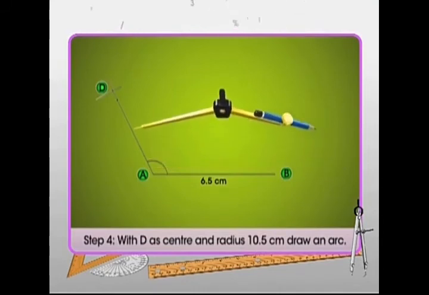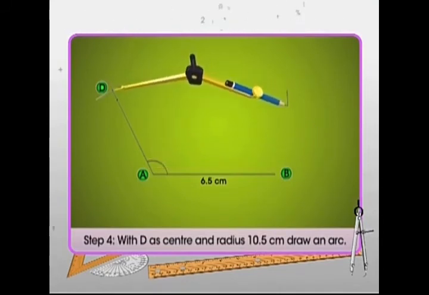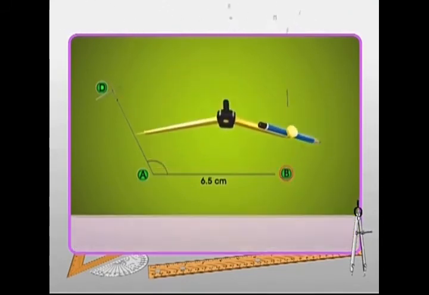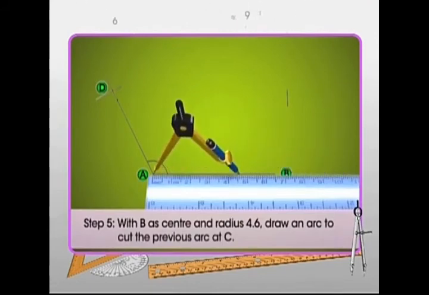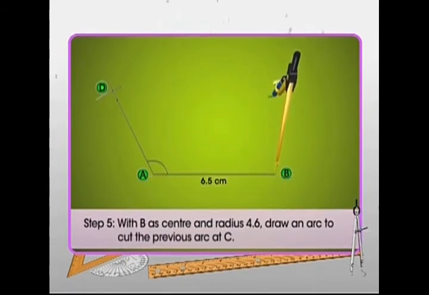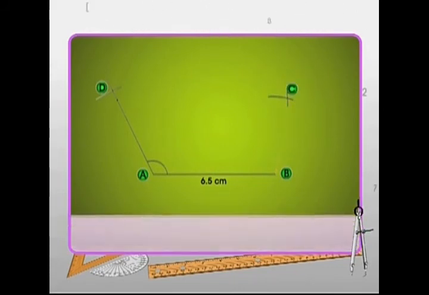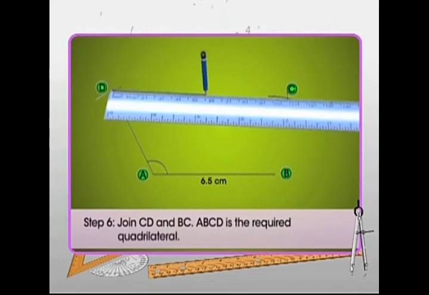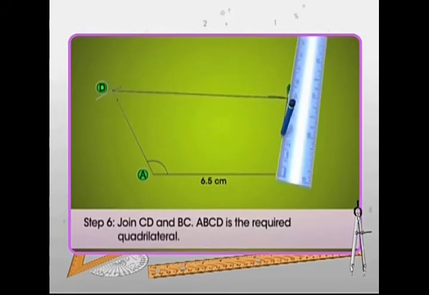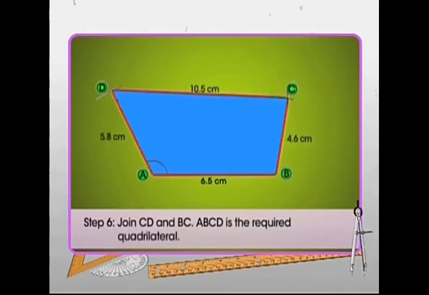Now with D as center and radius 10.5 centimeters, draw an arc. With B as center and radius 4.6 centimeters, draw an arc to cut the arc drawn in the previous step at C. Finally, join CD and BC. Here is the quadrilateral ABCD that we want to construct.